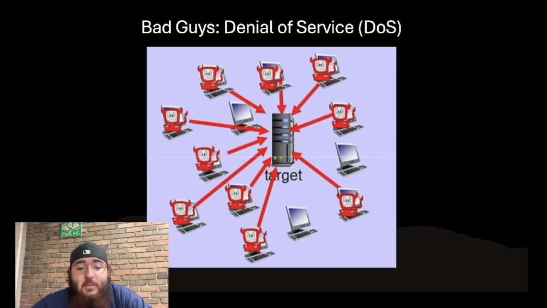One of the most disruptive attacks that networks face is denial of service. A bad guy overwhelms a server with so much traffic that users can no longer access it. Think of it like a traffic jam. So many cars are trying to get on the highway that no one can move.